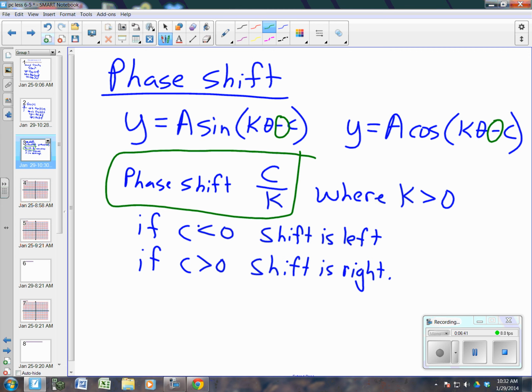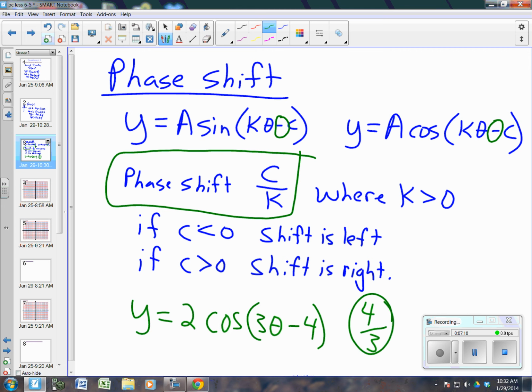So if I gave you an example, y equals 2 cosine of 3 theta minus 4, what would the phase shift be? Look in the definition up here. Here's c, here's k. Is it 4 over 3 or negative 4 over 3? It's 4 over 3, because the definition gives a minus sign right there, and there's a minus sign, so that's a positive 4. So it's positive 4 divided by 3.